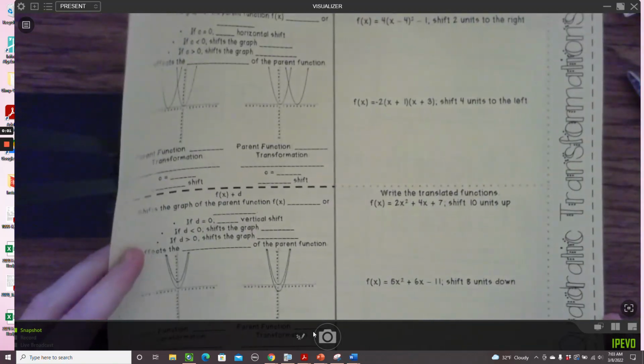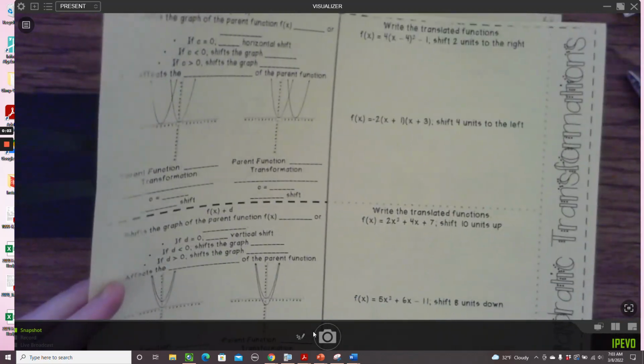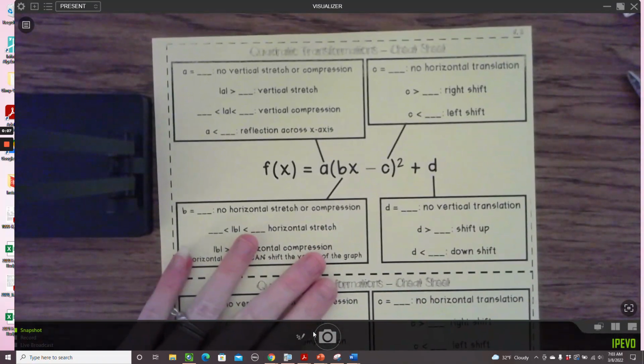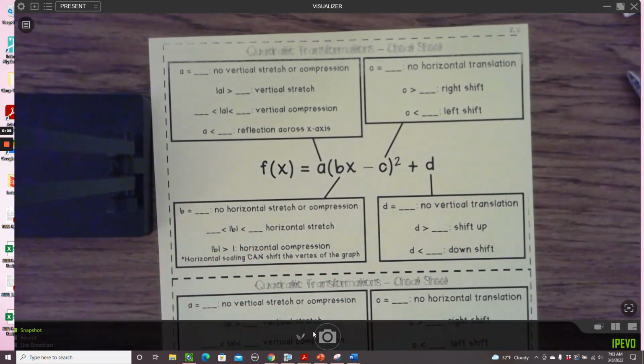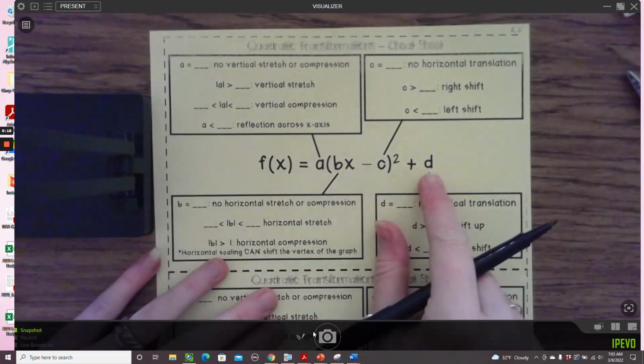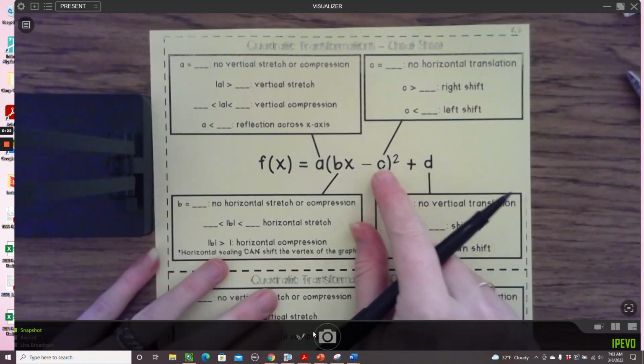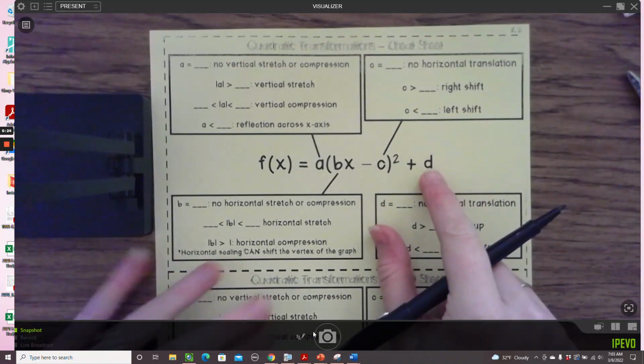This video is for the first set of notes for quadratic transformations. We're doing shifts today, but the first page that you have is this little cheat sheet. We can tell the type of transformation it's going to be by looking at the function in vertex form. Everything's labeled out for you here in vertex form. This is the A value, this is the B value, this is the C value, this is the D value.